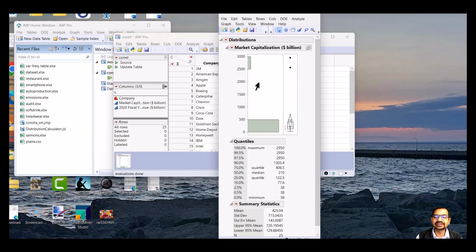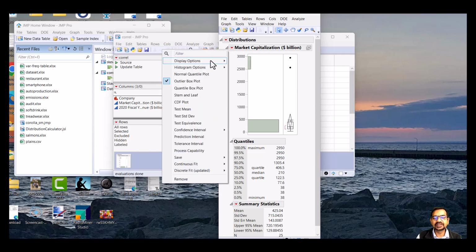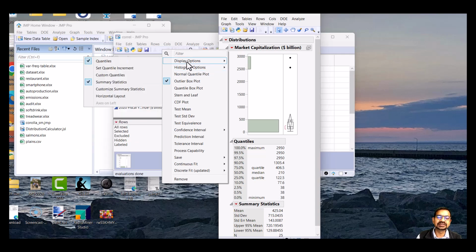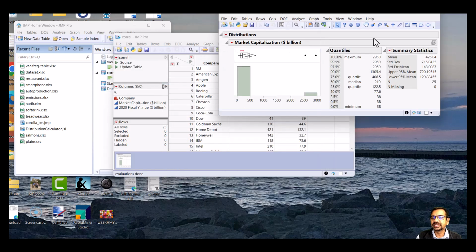Here what we're seeing is that JMP has defaulted the bin width to 500 billion, and most of the data is under 500 billion, and then we have a couple of companies, as we saw, Microsoft and Apple, which have an extremely high market cap. If we reduce the bin width, we can do histogram options. We can also make this a horizontal layout under display options, so it looks more conventional, as what we have seen.